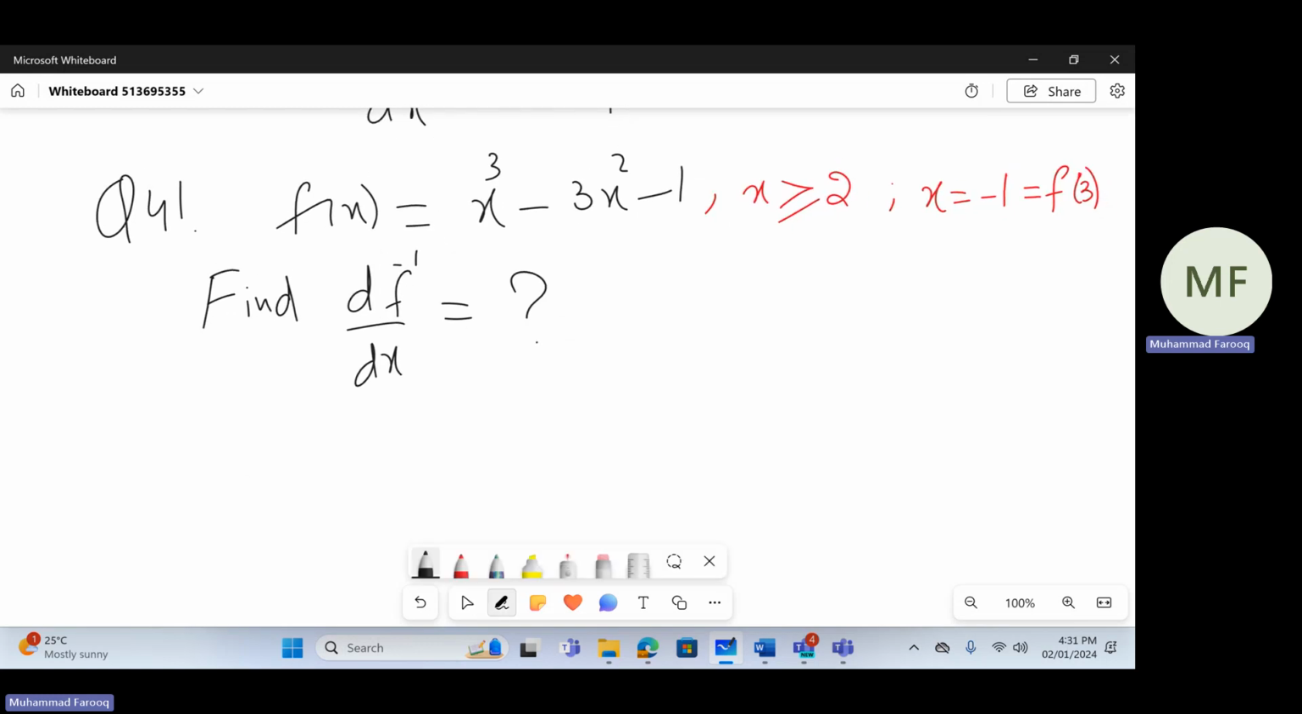The property says, please find the derivative of your given function. Whose derivative? 3x² - 6x. Do you understand what we are doing? Yes. We are using the property. The question is to find the inverse function derivative. Unfortunately, we cannot find the inverse because it's very complicated.